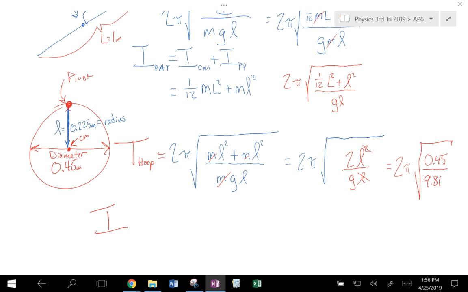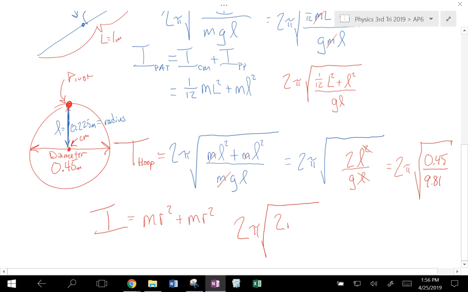Maybe. So I've got a hoop, right? And a hoop would be mr squared. Oh, it's a hoop, right? And then for a disk... the point particle version would be mr squared. So effectively, the moment of inertia for this thing is 2ml squared over mgl.